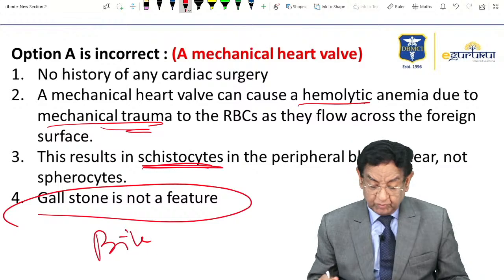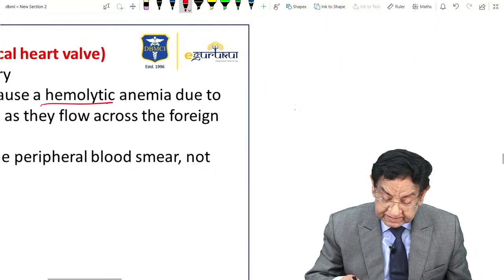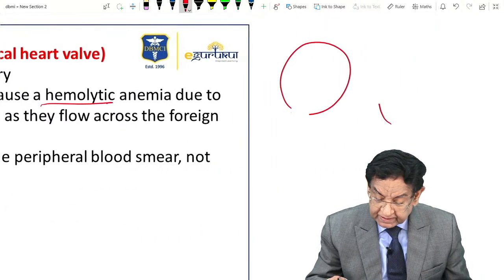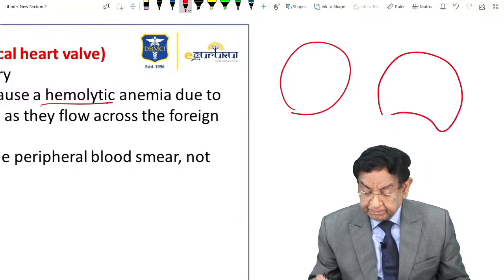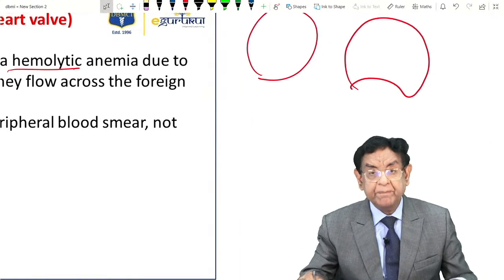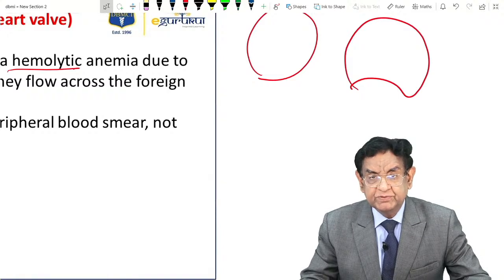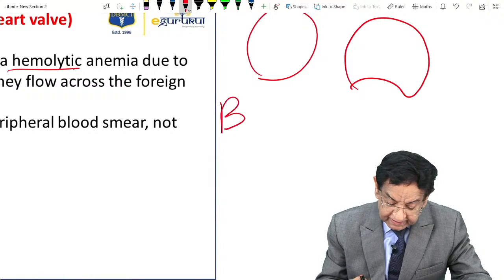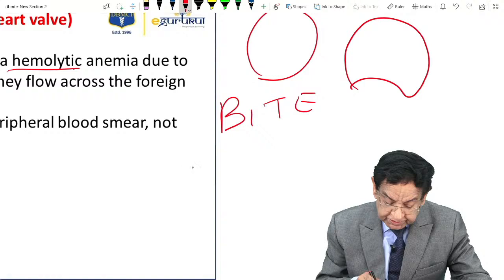What is the type of bite cell? Say this is a normal RBC. A part of the RBC membrane has been removed. This is the so-called bite cell, also called schistocyte.